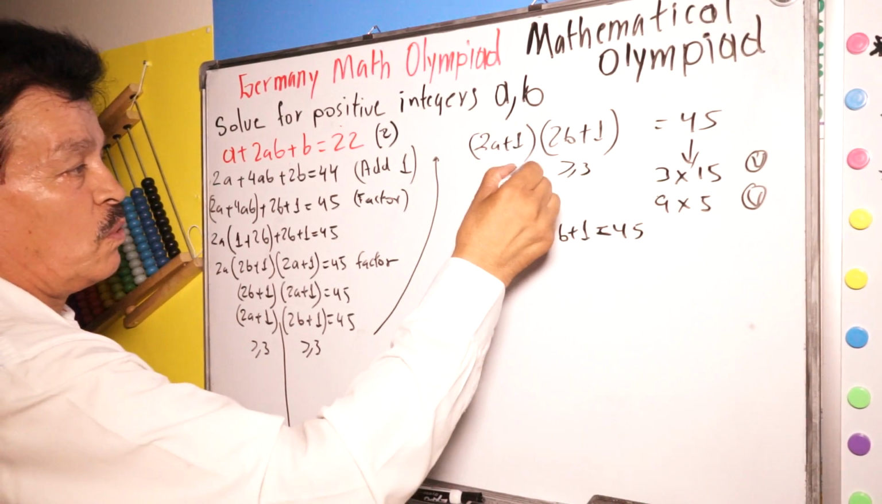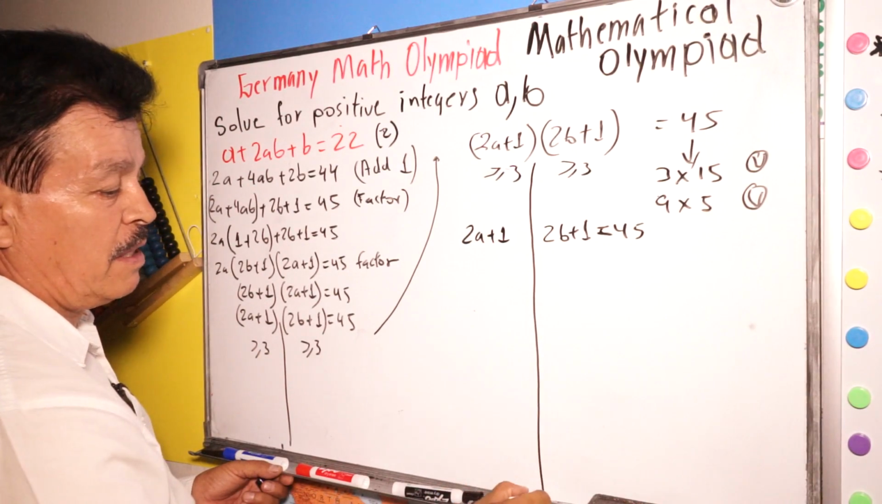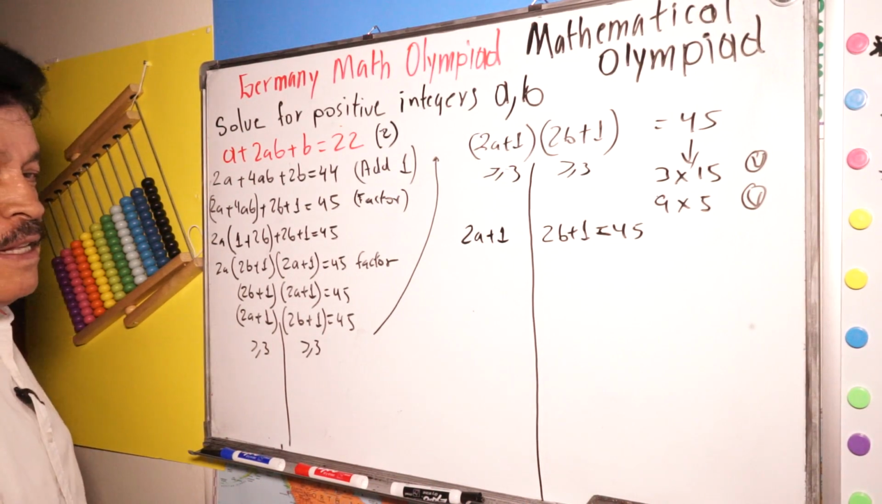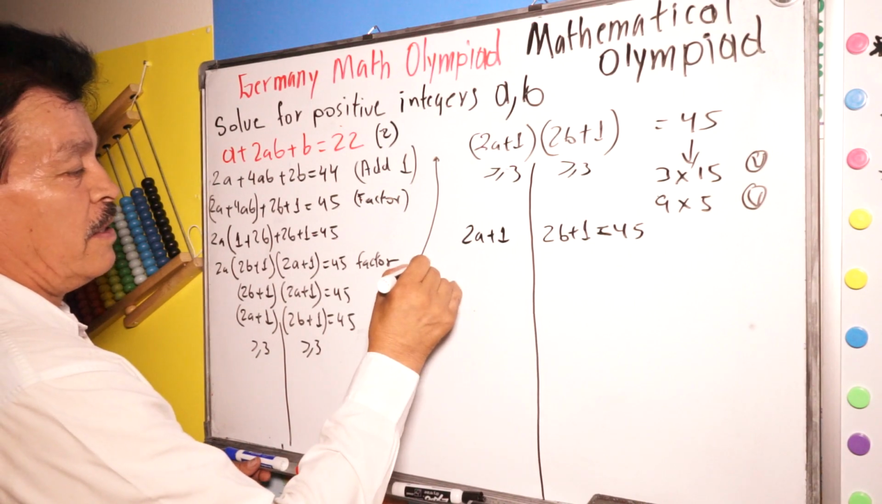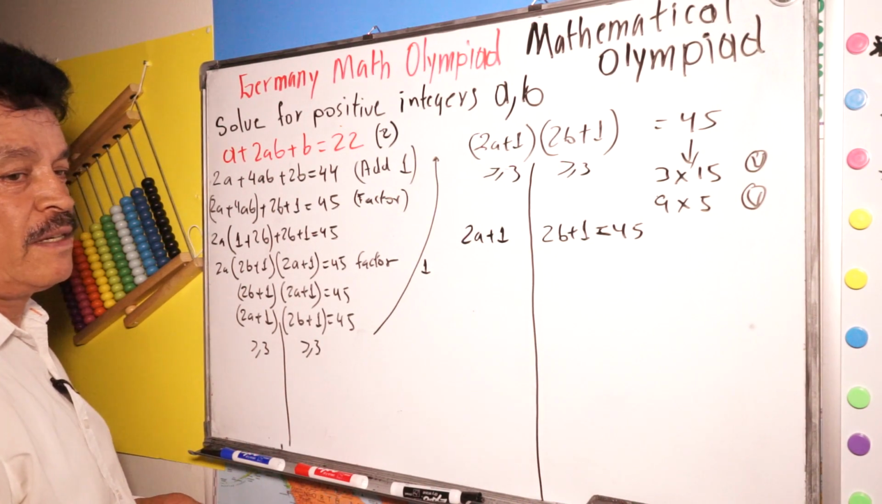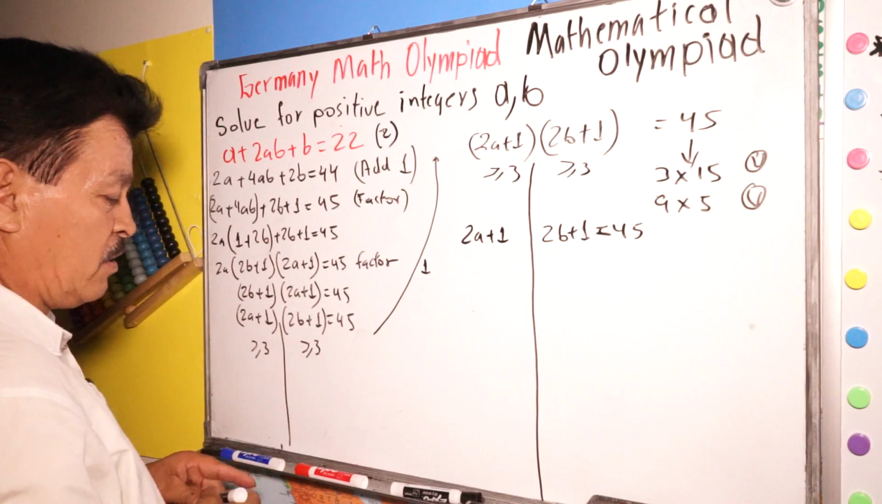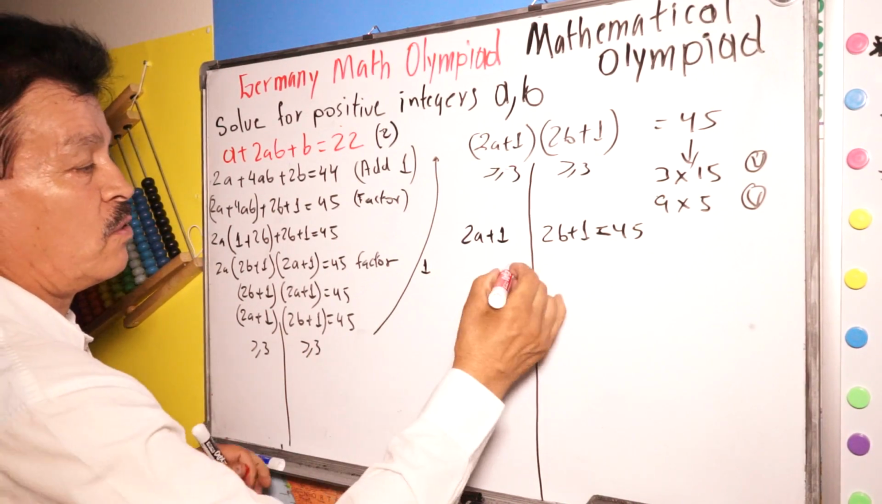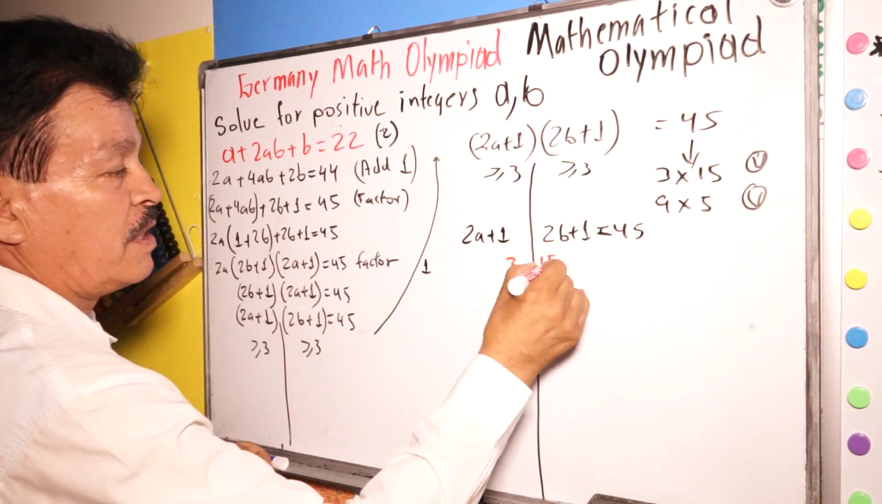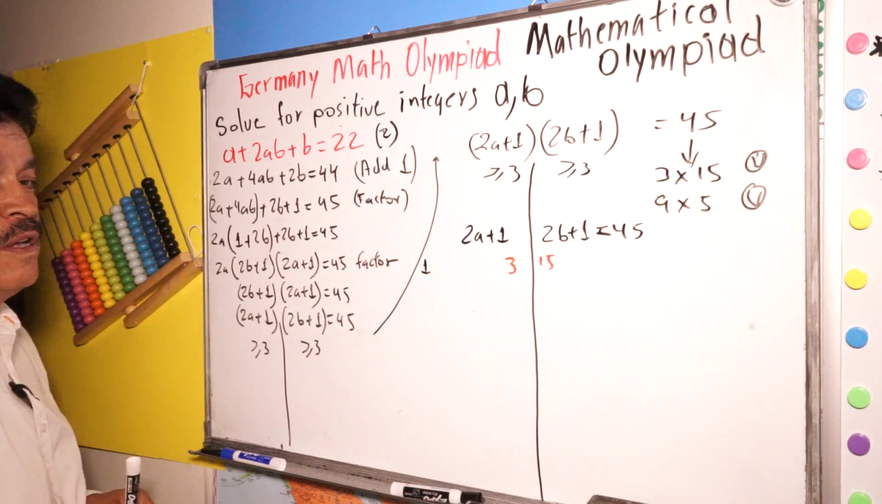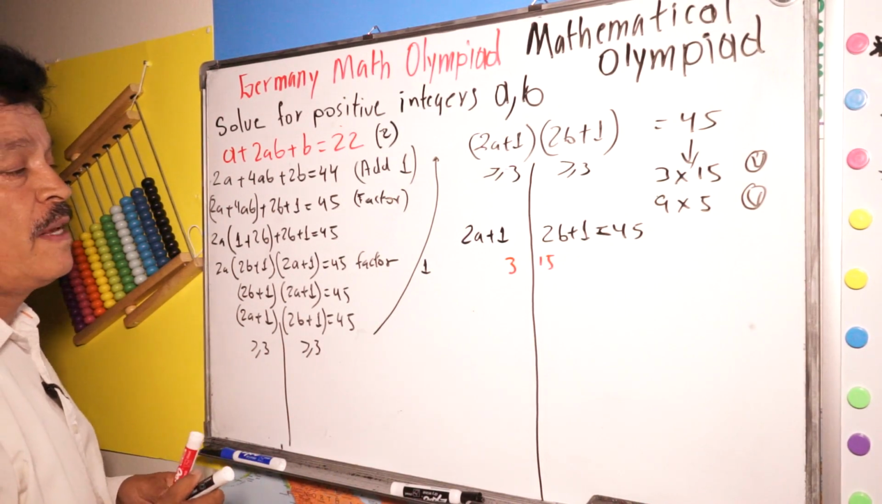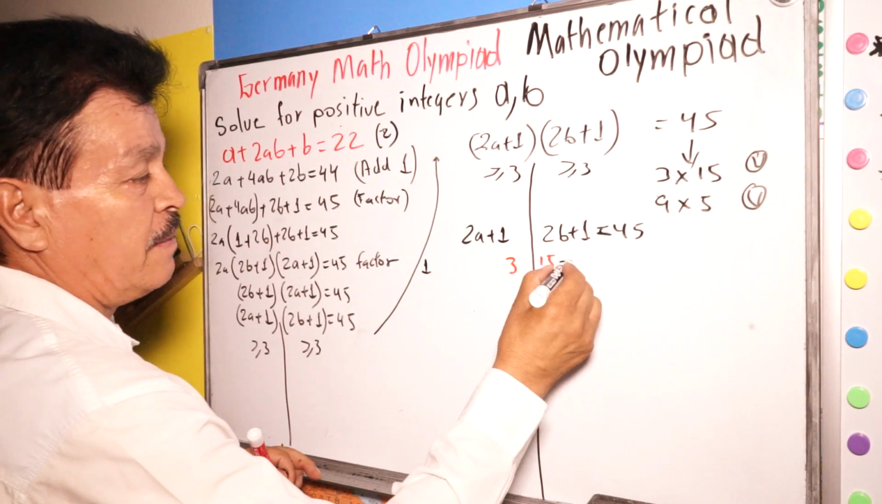So we have to divide it right here, and then work on number one. So use the factors here. We have to use the factors. And what are the factors? 3 and 15. These are the first factors.